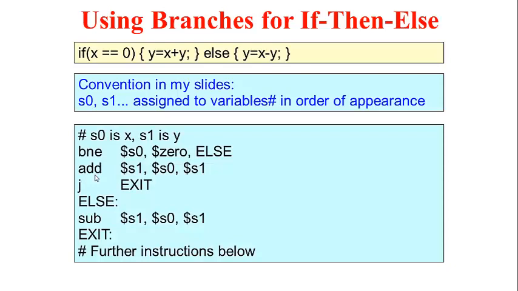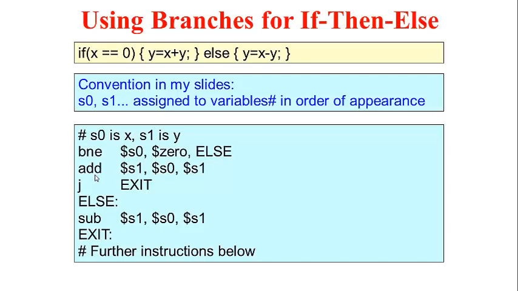So here is my solution. I have 2 labels specified. One is the beginning of the else part of the code and the other is named exit for the end of the code. So to implement the if condition, I use a branch if not equal. So what I do is compare $S0 or X with $0.